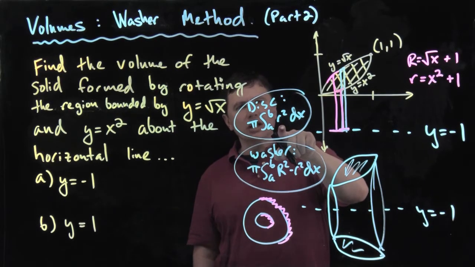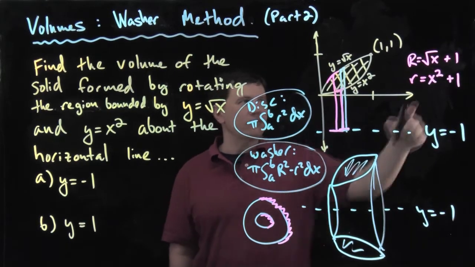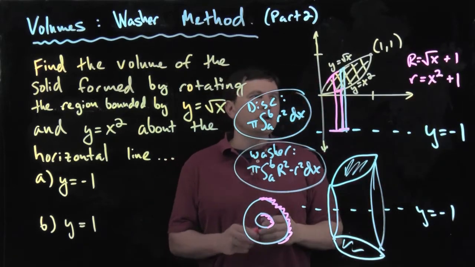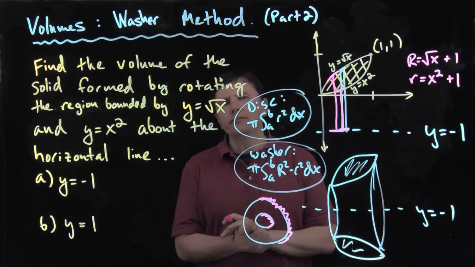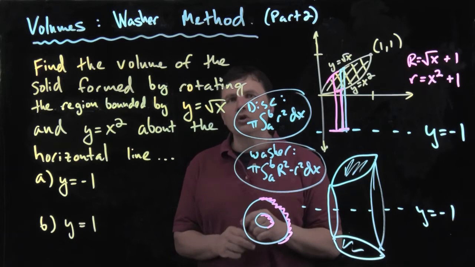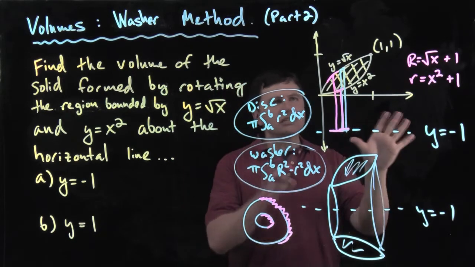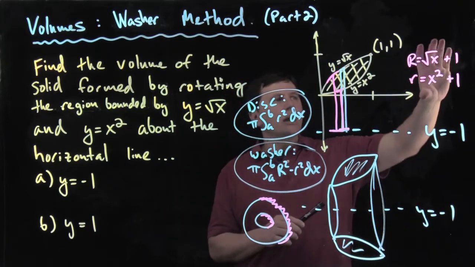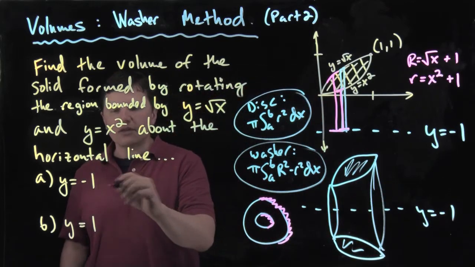So when we're talking about a disk, we just find what our one r is. When we talk about a washer, it's a matter of finding what the big R is and what the little r is. It's pretty basic. Whatever function is farthest away from your axis of rotation is going to form your big R. Whatever is closest to your axis of rotation will form your little r, okay? So we're going to see this switch when we do our second one. So let's put this together.